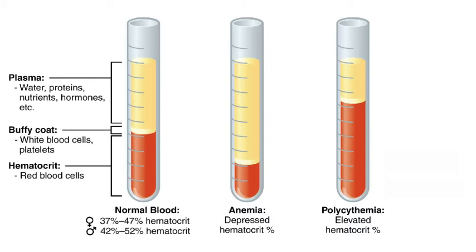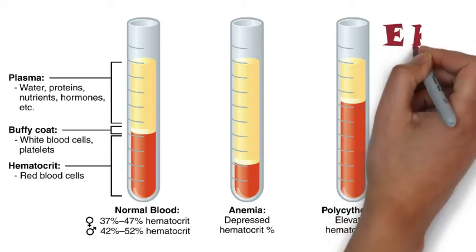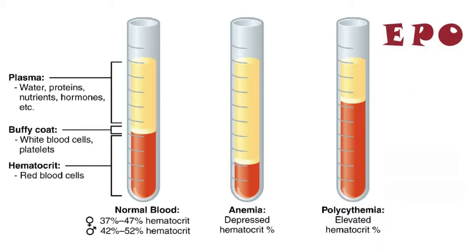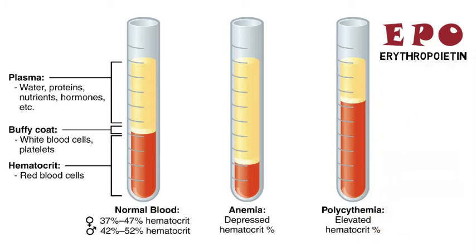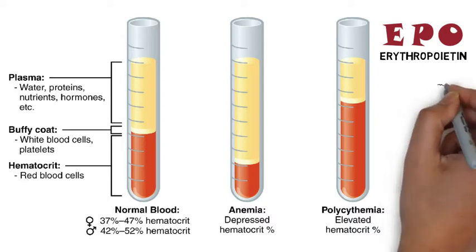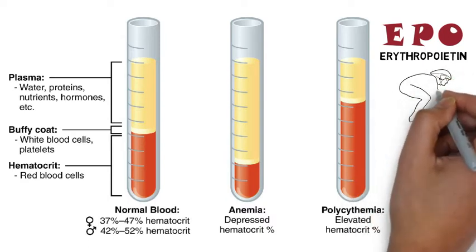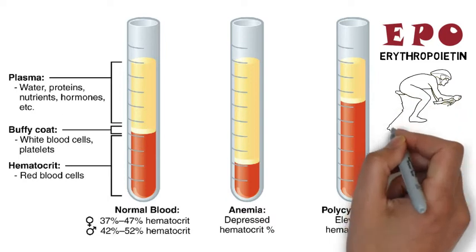There are factors that can affect your hematocrit. Most of them are artificial, some of them are not. One of the things that's common is EPO, or erythropoietin. EPO itself is a hormone that your body naturally makes that tells your bone marrow, we need more red blood cells, please produce them. This can also be abused by simply injecting it.